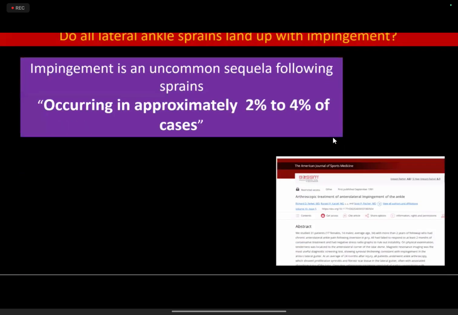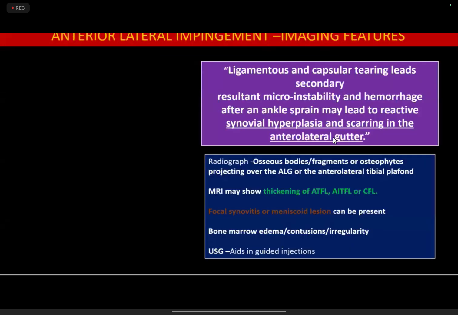So a very commonly asked question is, do all lateral ankle sprains end up with impingement? The answer is no. It is an uncommon sequela which follows only 2 to 4% of sprain injuries. So what happens when we have a chronic sprain injury?